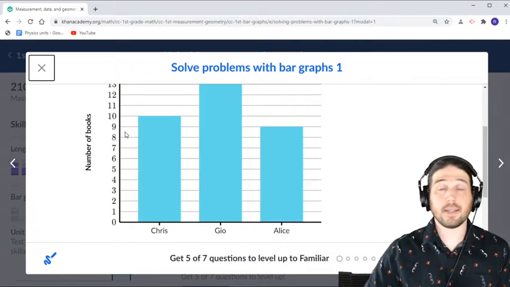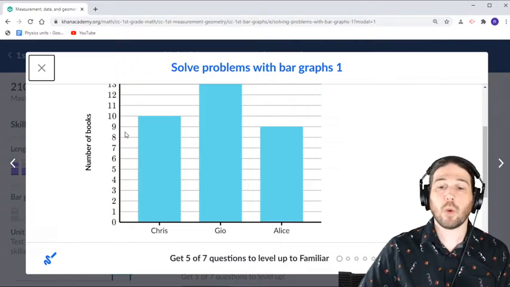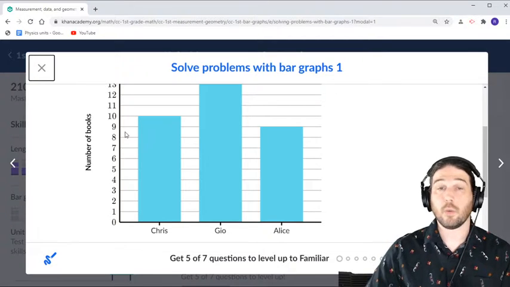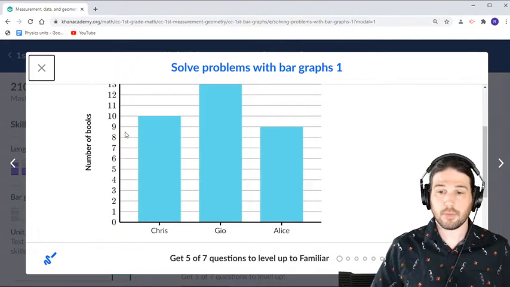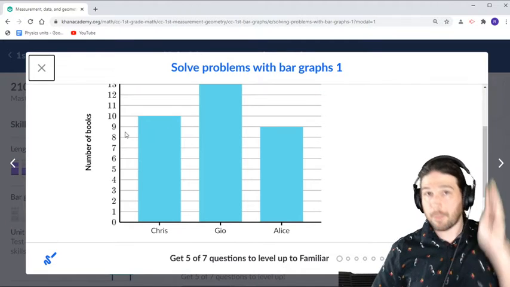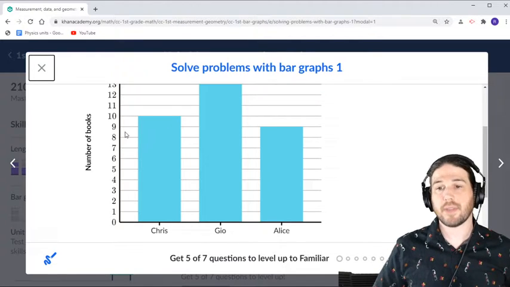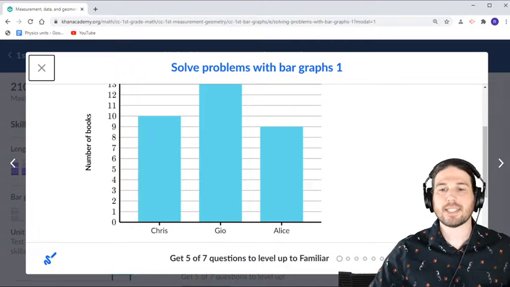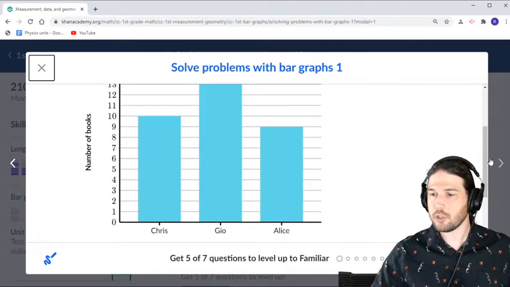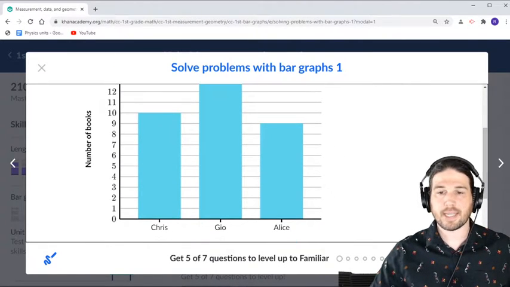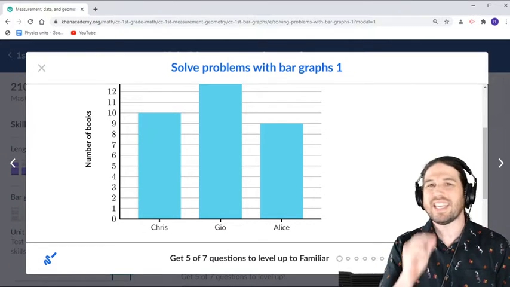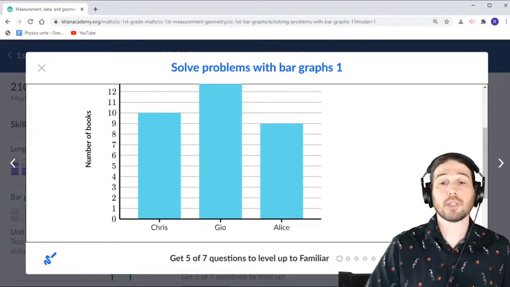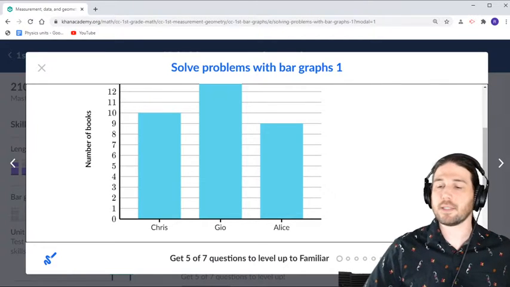And what we're looking at is a very, very simple, very crude XY axis. On the x-axis, which we're not going to talk about to the kids, but on the bottom axis, it's just the names of people. And on the up and down axis, it's how many books did they read. So this is the same thing as saying Chris read 10 books, Geo read 13 books, and Alice read 9 books. This is just a nice visual, easy way so that you can instantly tell who read the most books and by how much and all of that.